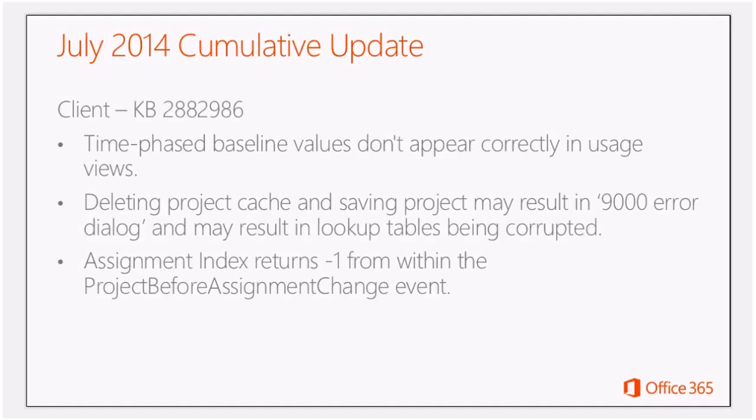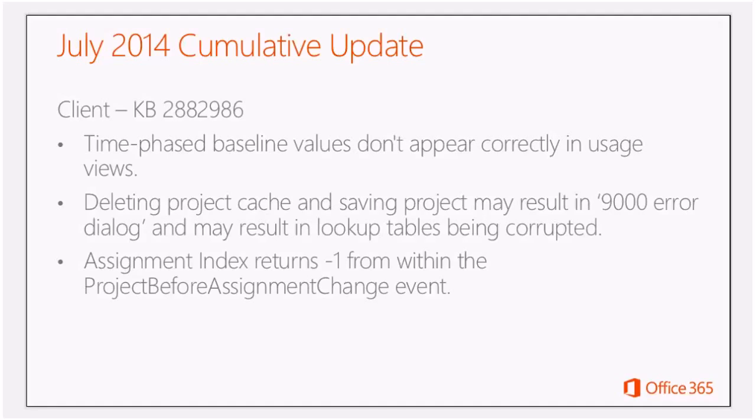Now, the last item here is that if you're into VBA and programming, it could be through Visual C, Visual Basic or whatever, there's the project before assignment change event. Let's suppose that I'm creating a brand new assignment, so I've just assigned a resource to a task. Well, the assignment index was always returning -1, and that's bad simply because -1 doesn't tell me anything. It doesn't allow me to take that value and then refer to the assignment which has just been created.